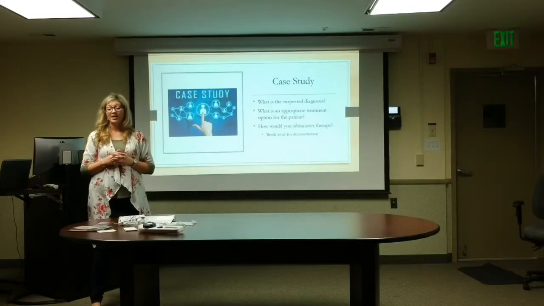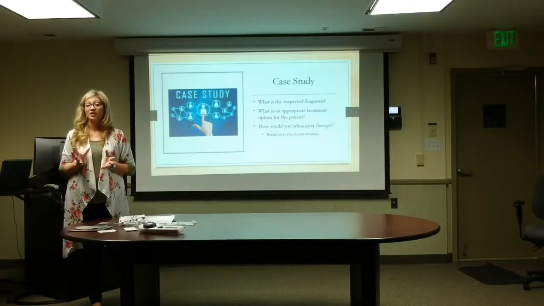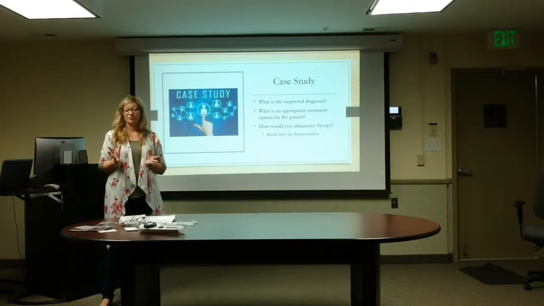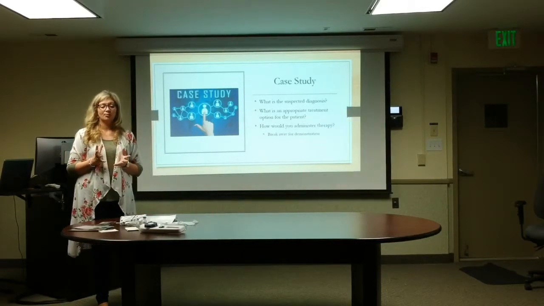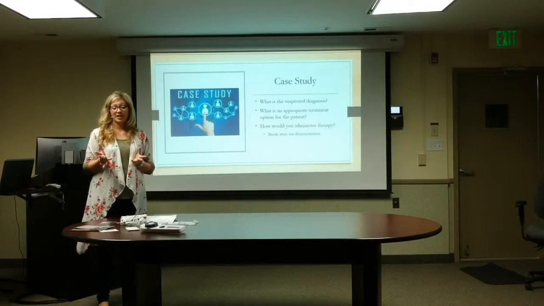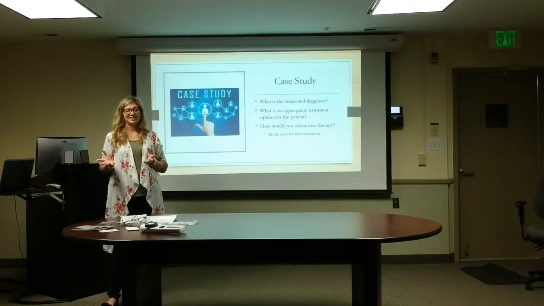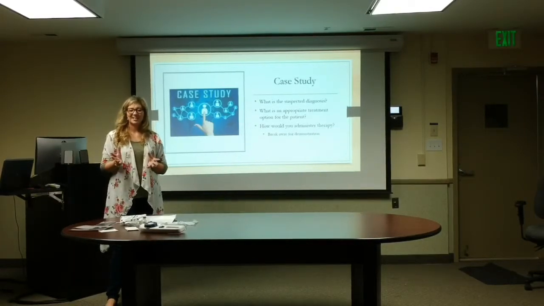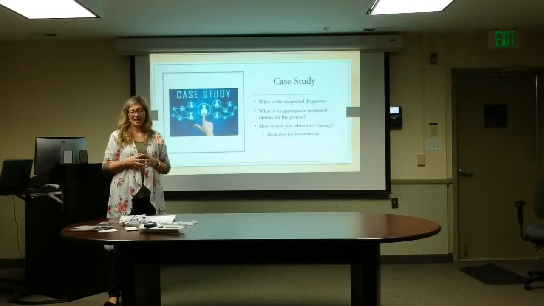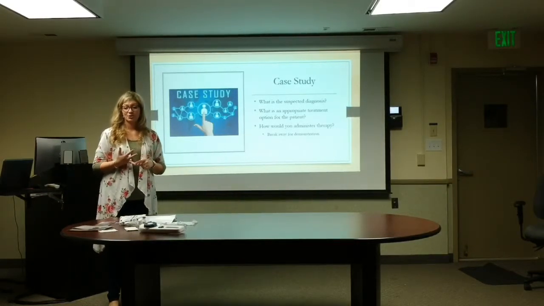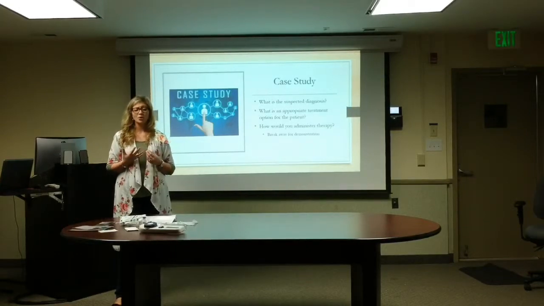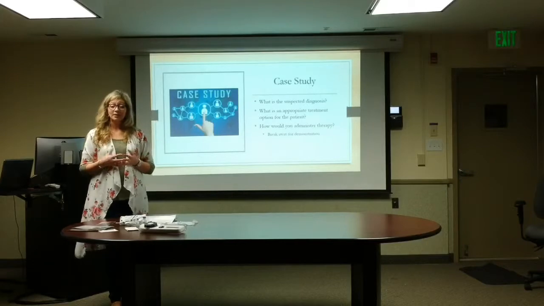So we have a 32-year-old female whose chief complaint is blurred vision or ptosis, which is droopiness of the eye. And those are her chief complaints, so double vision and ptosis of the eye. When we're looking at that, what would we think her disease might be?